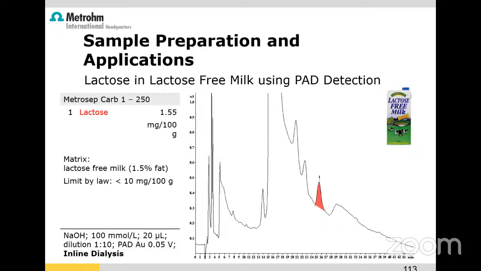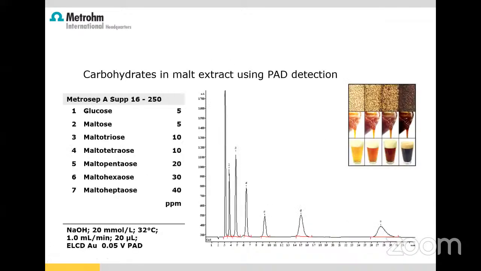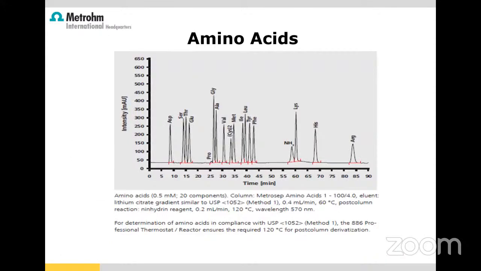Then lactose in lactose-free milk. You must have heard of people having lactose intolerance. So you have to monitor lactose. When some company claims it is lactose-free milk, we have to determine whether it really is lactose-free, because of the process, you know. Then carbohydrates in instant coffee. You can see here mannitol, sucrose, arabinose. All these are some of the parameters being monitored in coffee. Then malt extracts, amino acid analysis. This is according to USP.